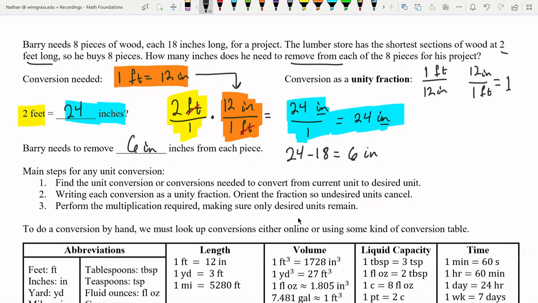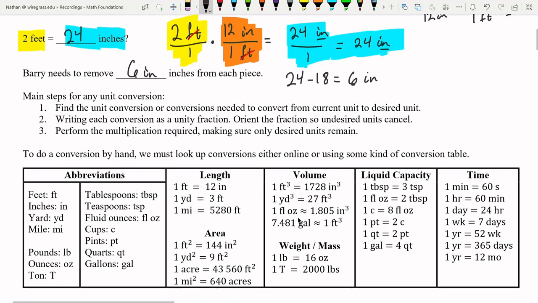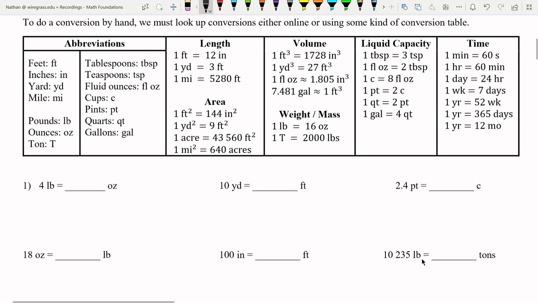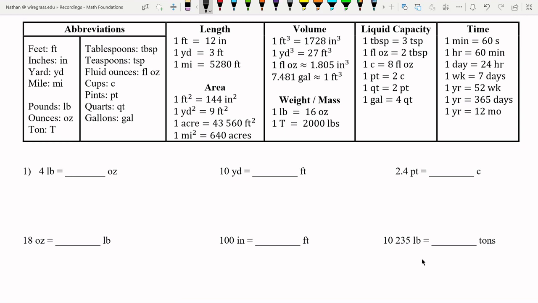Of course, how do you find these conversions? You're either going to need to look them up online or use some kind of a table like this one here and find the unit you want. You can use the abbreviations here and just find the one that you're trying to convert to and from. So for instance, if you wanted to convert 4 pounds to blank ounces, this is a weight measurement. We're going to look underneath weight, and I have 1 pound is 16 ounces.